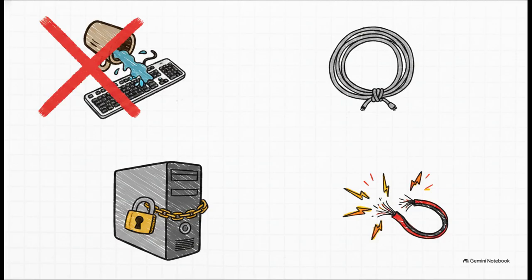Keep all food and drinks far, far away from your equipment. Route your cables neatly so nobody trips over them. Also, never open a system unit without professional supervision. Internal components can hold a dangerous electrical charge even when they are fully unplugged. And finally, just stay vigilant. Immediately report damaged wires, burning smells, sparks, or overheating.